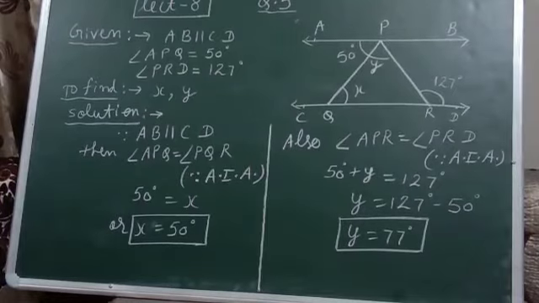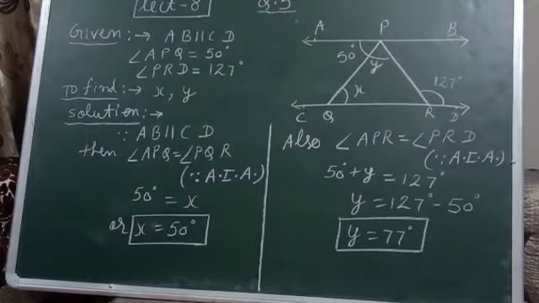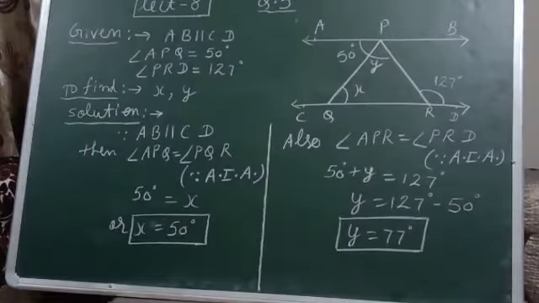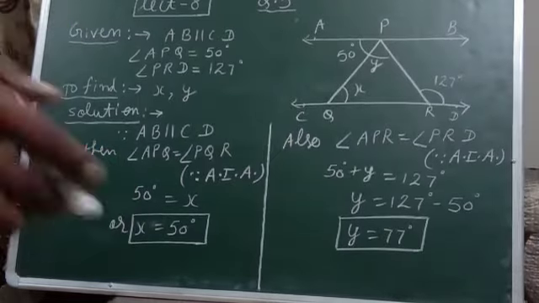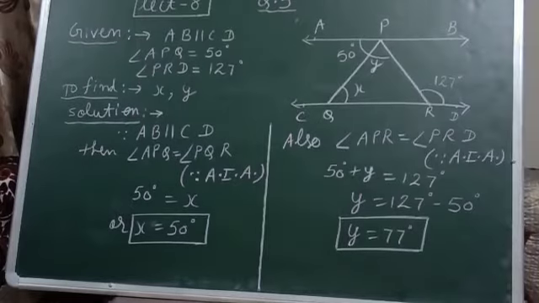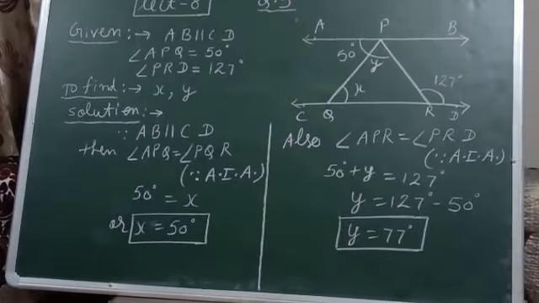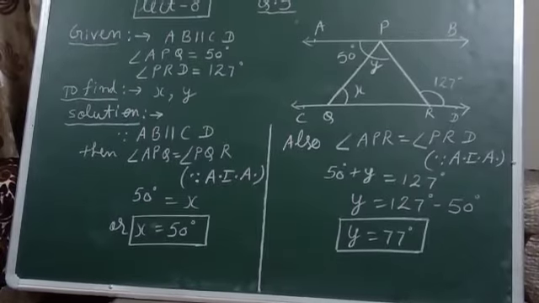So you can see in this question, for both X and Y, we use only a single result, that is, alternate interior angle. In the previous question sometimes we used alternate interior angle plus linear pair also, but here by applying only one result we are able to solve the question. Now let us solve the last question of this exercise, that is question number 6.